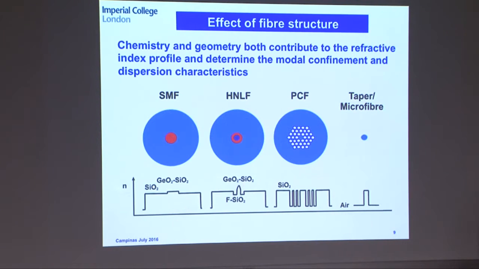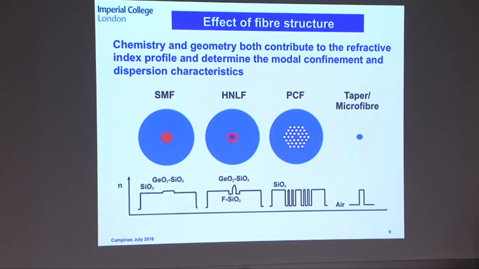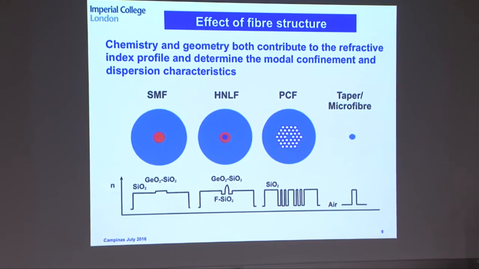Of course, you can change the fiber structure from single mode fiber through these highly nonlinear fibers doped with a lot of germanium, which enhances the nonlinearity. Use PCFs, or you can use essentially micro tapers. Very, very small confinement, essentially nano type scale.